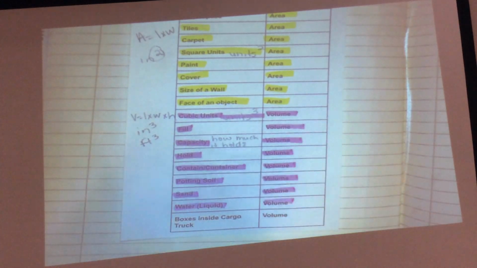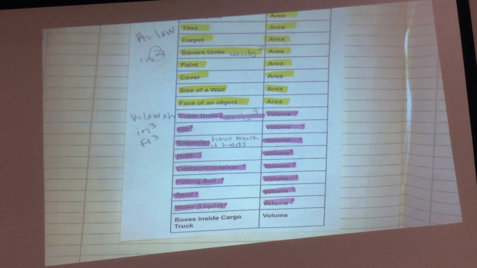Boxes inside a cargo truck is totally different from a flat piece of paper. Does this look like a cargo truck? Kind of. It'd be a lot bigger. If I'm putting boxes inside here, I am working with volume. Filling it up. Yes, I'm filling it up.